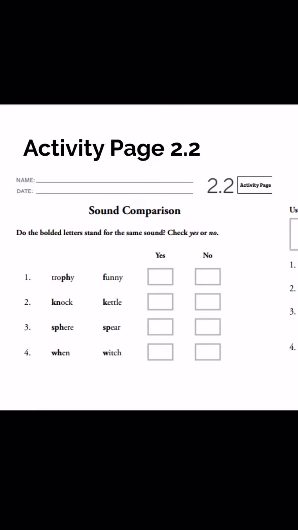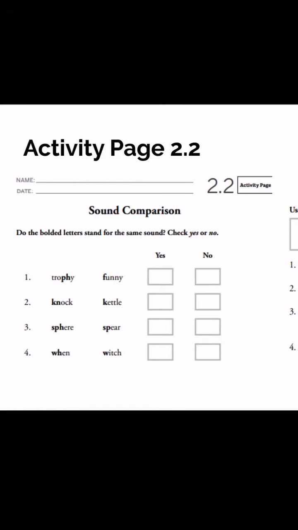All right, let's go on to number 2. Ooh, we have K and N in that first word. What do K and N make together? Yeah, they just make the N sound, right? So we have knock and we have kettle. Do those bolded letters make the same sounds? Knock, kettle. I don't think so either. So you're going to check mark the no box.